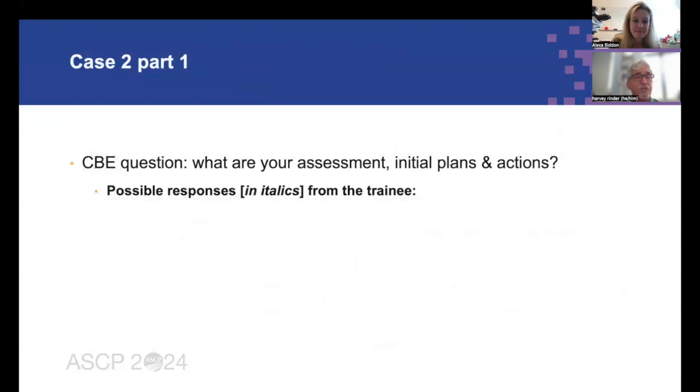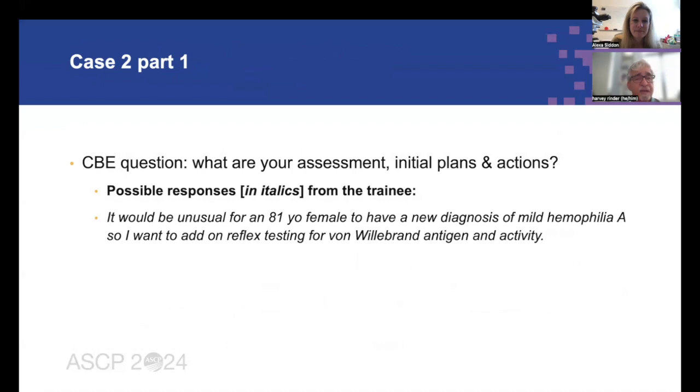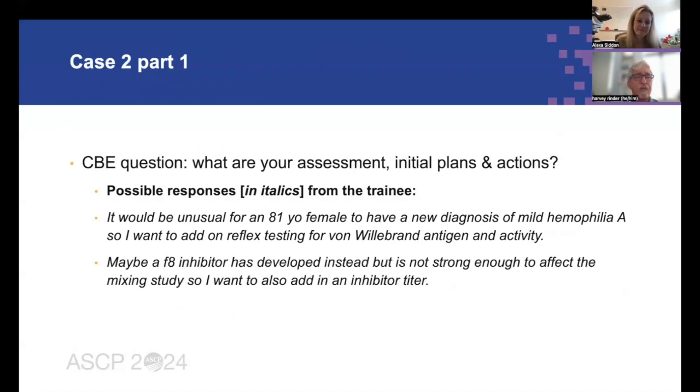And again, we'll go through the same thing. Italics are the responses from the trainee as follows. They're thinking it's unusual for an 81-year-old female to have a new diagnosis of mild hemophilia A. So they want to add on reflex testing for von Willebrand antigen and activity. Maybe a factor 8 inhibitor has developed, but it doesn't seem strong enough to affect the mixing study. So the resident also wants to add in an inhibitor titer. And again, they're going to try again to speak with the provider. They are not daunted by the fact that they weren't available at the first call.